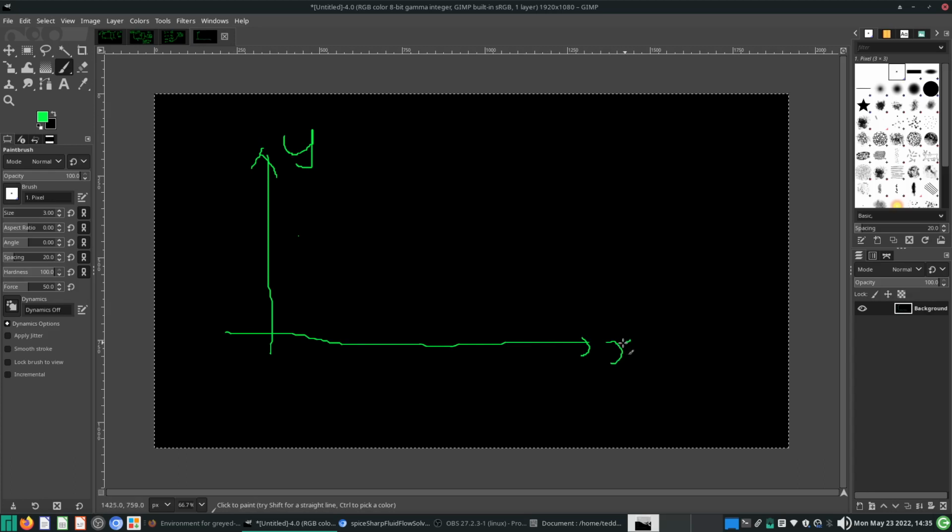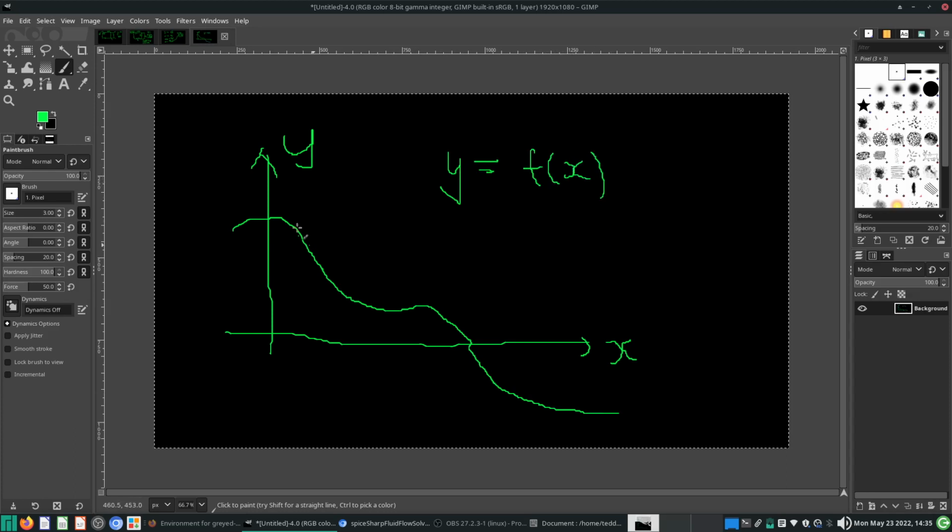You have a y and x axis. You have some very weird function right here, y equals some function of x, y equals f(x). How are we going to solve it? How are we going to solve f(x) equals 0? f(x) equals 0 is actually what we want to solve for with the Newton Raphson method.